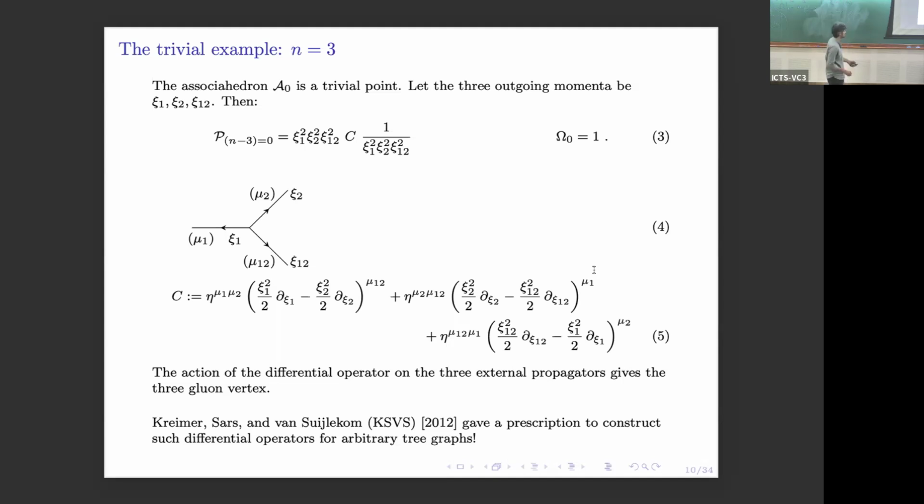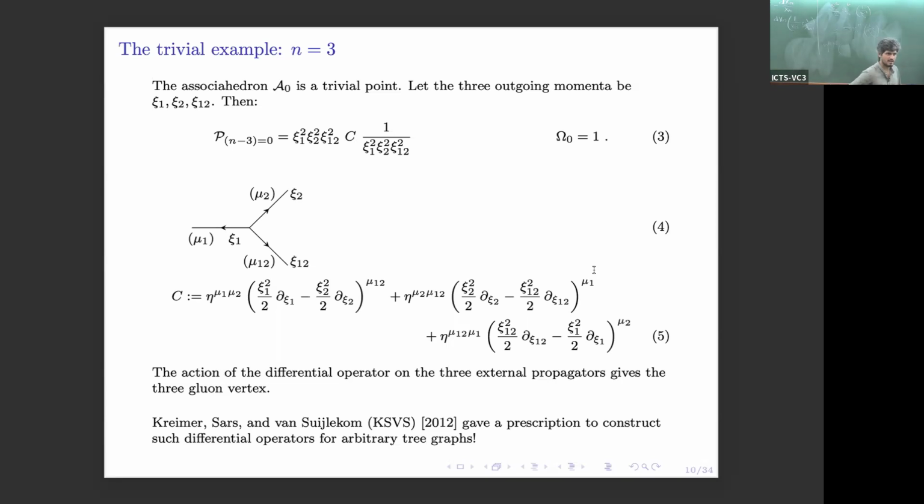xi squared del xi c. All I'm saying is that if you take this psi c and act with this differential operator on these 1 over xi1 square, xi2 square and this, you will get the gluon vertex. Gluon vertex as in you will get this. Let me just write this. We'll get this. It's just a one-line differential.